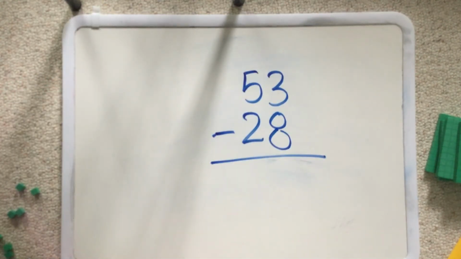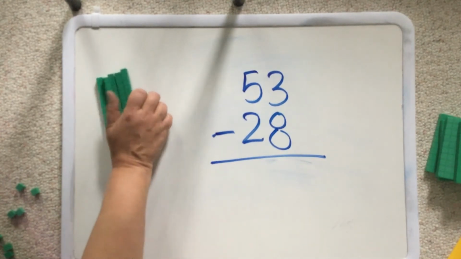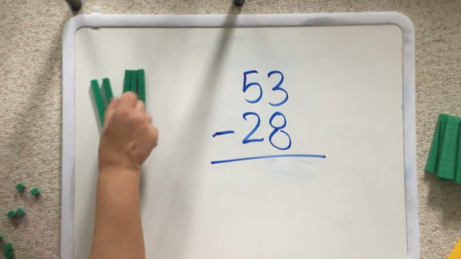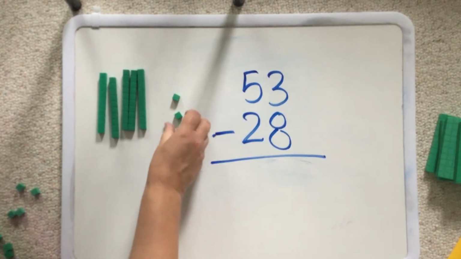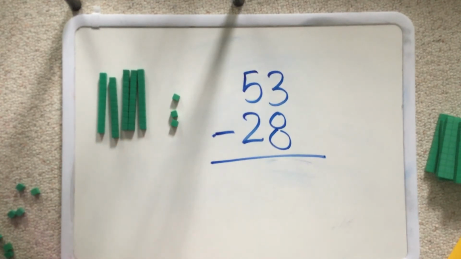How would I show 53 with base 10 blocks? 53 is 5 tens and 3 ones. If I look at my blocks, do I have the blocks that I need to subtract 2 tens and 8 ones, or 28? I have enough tens, but I don't have enough ones blocks to subtract 8 ones. If I want to subtract, I need to exchange or regroup so that I have the ones I need.